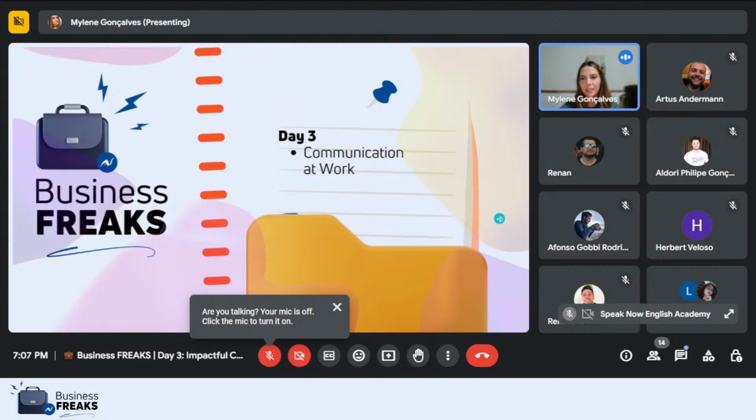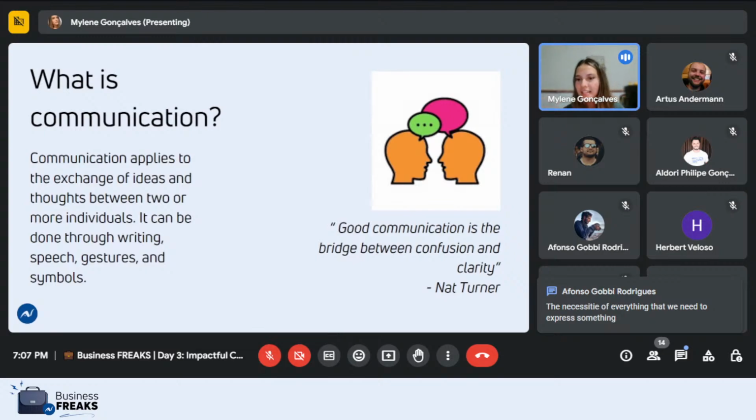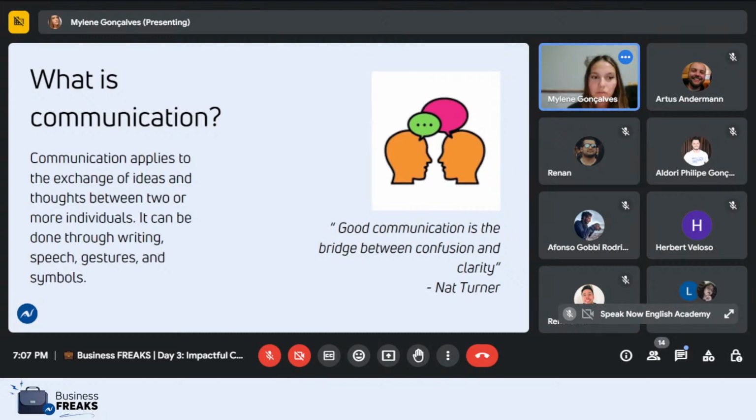Okay, so when we say communication, it's nothing less than a concept, right? It's the idea of exchanging ideas and thoughts and even your beliefs, right? Between two or more individuals, right? And there are several types of communication. You can do it in writing. This writing can be formal, can be informal, right? You can speak to people, you can use gestures and also symbols, right? So, good communication is the bridge between confusion and clarity.